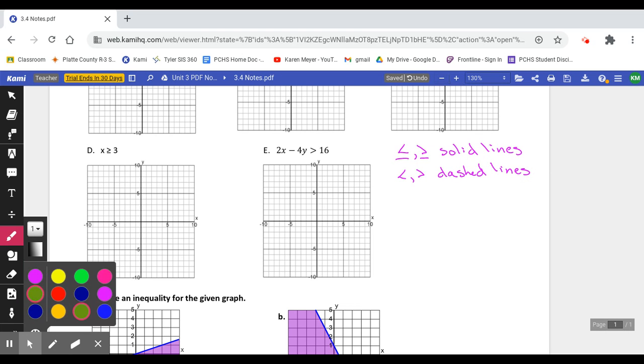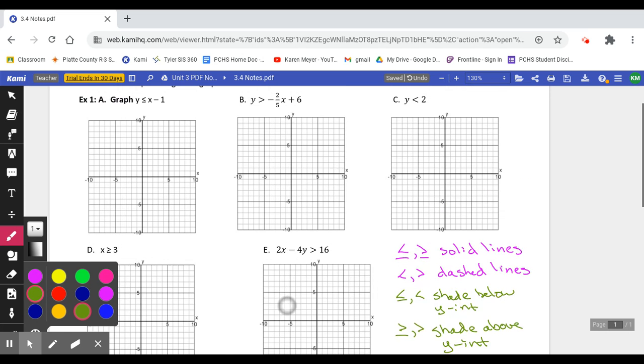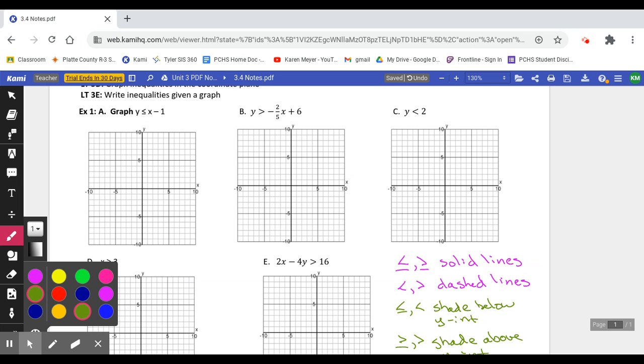Now let's talk about shading. If it says less than or equal to, or less than, the point is just saying less. If you're saying less, you're going to shade below the y-intercept. If it says greater than or equal to, or just greater than, the point is greater. If it says greater, you're going to shade above the y-intercept. So keeping that key information in mind, let's go up here and look at our examples.